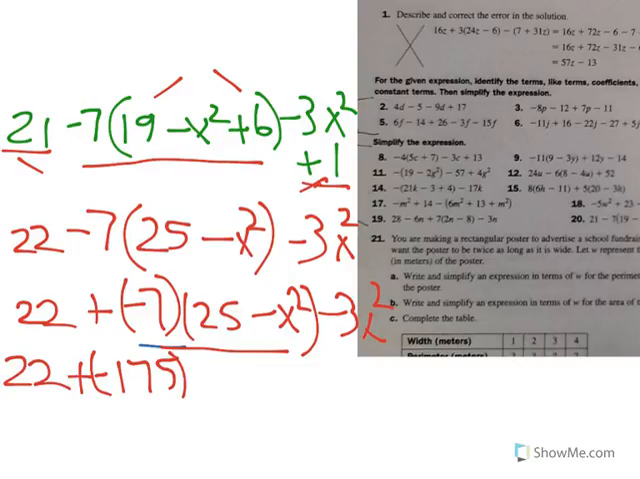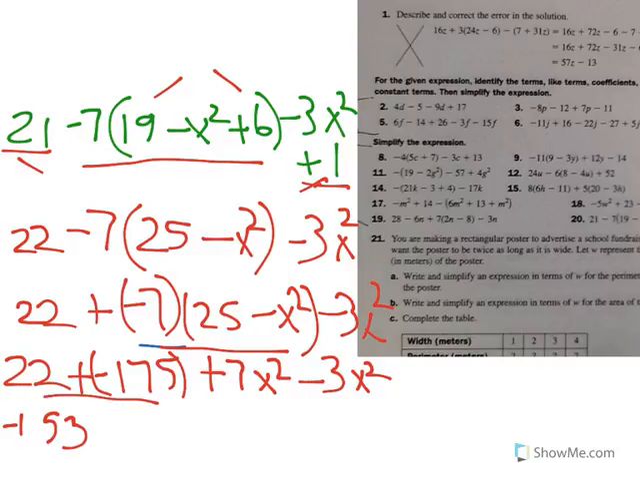And then that negative 7 times minus 7x squared is going to end up being plus 7x squared minus 3x squared. Now I've got plenty of room, I can rewrite this out. So 22 plus negative 175 is going to end up being negative 153, because when I add these two things together, I get negative 153. And then I'm just doing 7 minus 3, so it's going to be plus 4x squared. And that's how you do it.